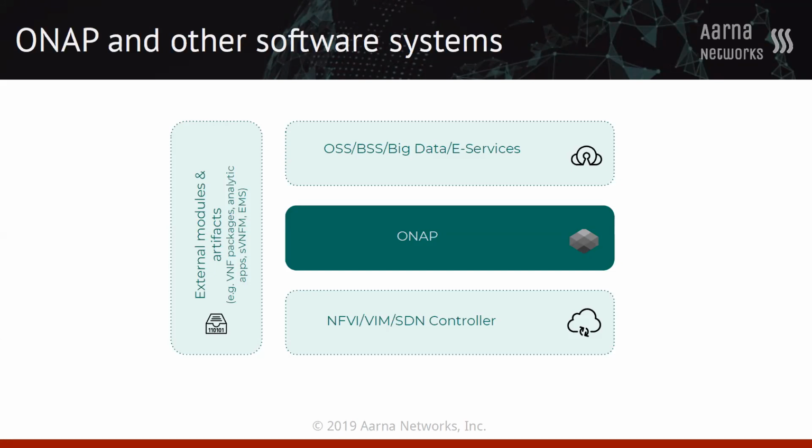And on the left, you have external modules and artifacts that ONAP interacts with. There are many, some of the ones are listed here: VNF packages, or could be PNF packages, analytics applications, external SVNFMs, external element management systems, etc. So those are sort of on the side. So that gives you an idea of what ONAP interacts with. Next slide.